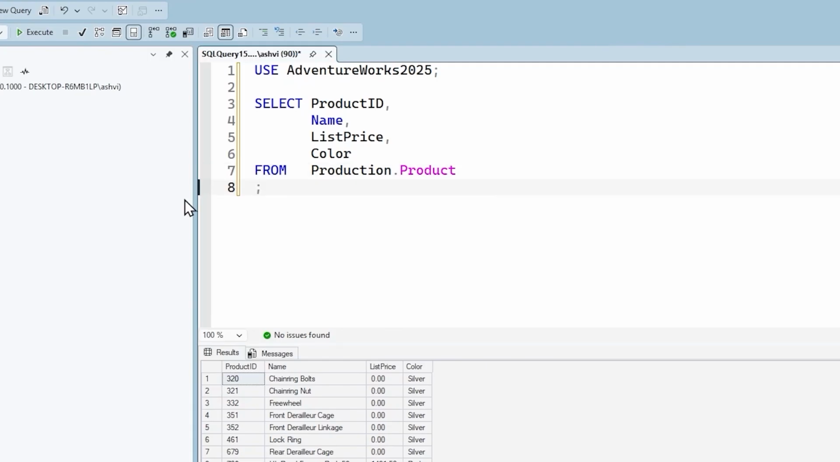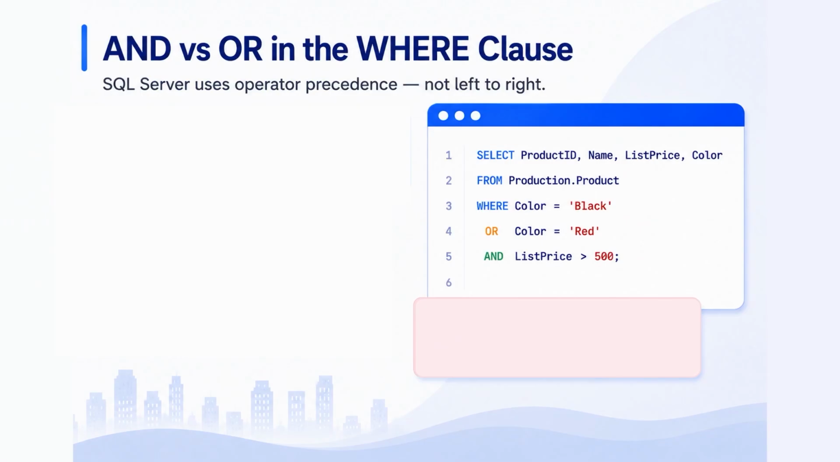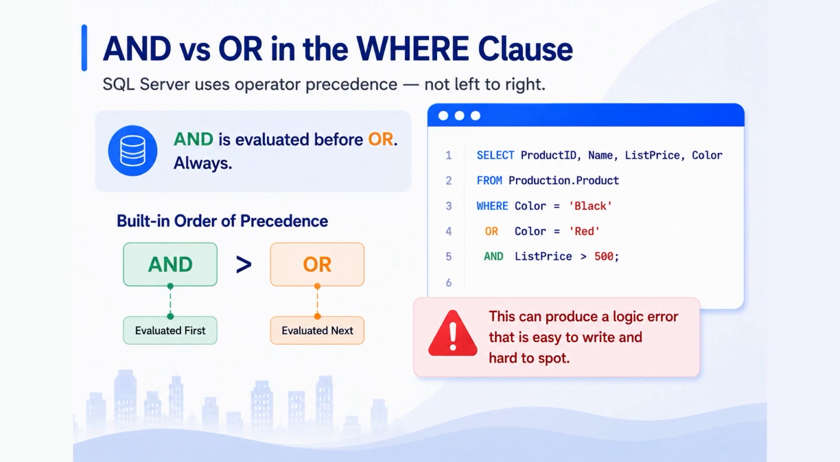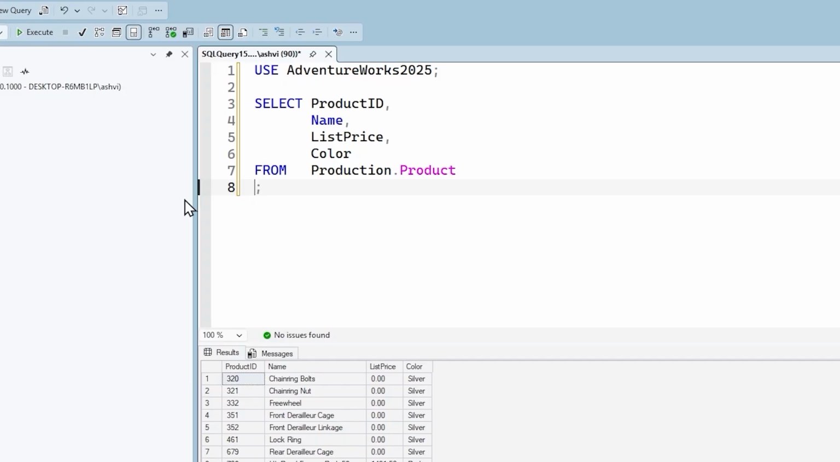Here is where most people make their first serious mistake. When you mix AND and OR in the same WHERE clause, SQL Server does not evaluate them left to right. It has a built-in order of precedence, and AND is evaluated before OR, always. This produces a logic error that is easy to write and hard to spot. Suppose you want products that are either black or red, and in both cases cost more than 500. You might write it like this.